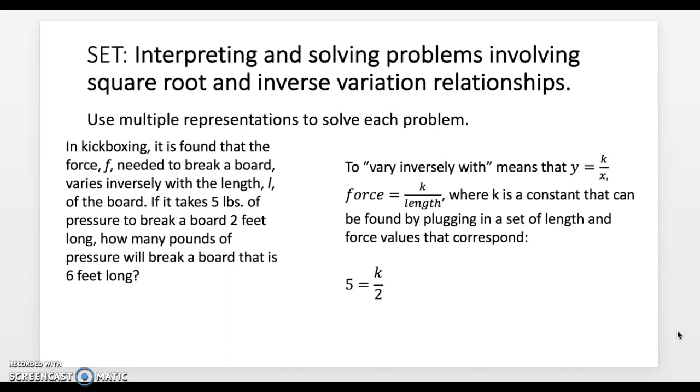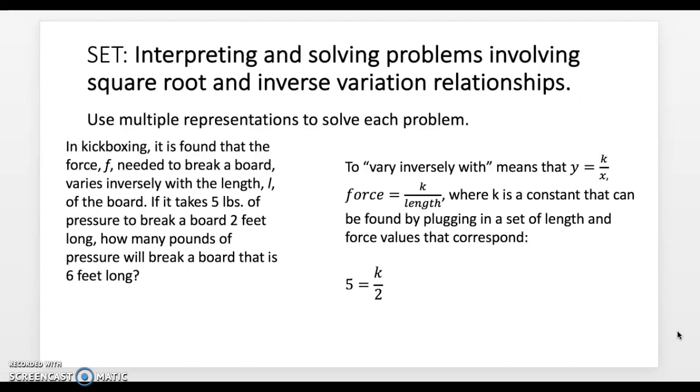And so we're given that if it takes 5 pounds of pressure to break a board 2 feet long, we want to know how many pounds of pressure will break a board that is 6 feet long. So our first need is to find the constant that goes with this inverse relationship. And so we're looking at varies inversely with, which means y equals k divided by x. In this case, that is going to be force equals k divided by length, because the force varies inversely with the length. K is a constant.